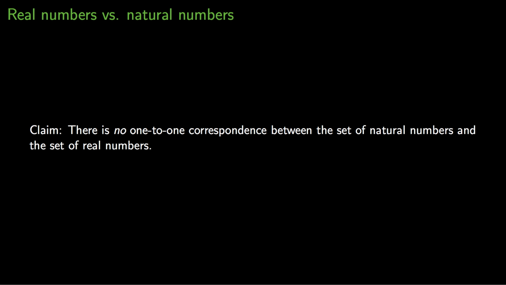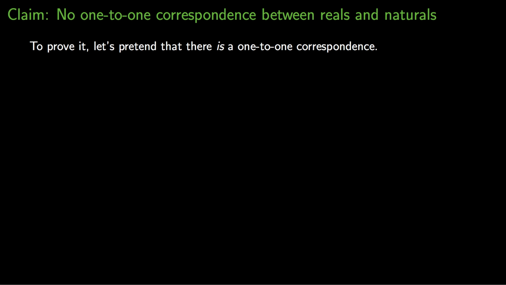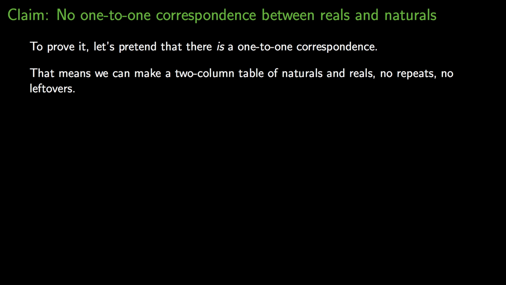And so the theorem I'm going to prove right now is there is no one-to-one correspondence between natural numbers and real numbers. I can't just try and fail. I have to prove that if 1,000,000 mathematicians tried for 100 years, it would never, ever, ever work. So in order to prove that it's impossible, let's pretend that there is one. Let's just pretend that we have one in our hands.